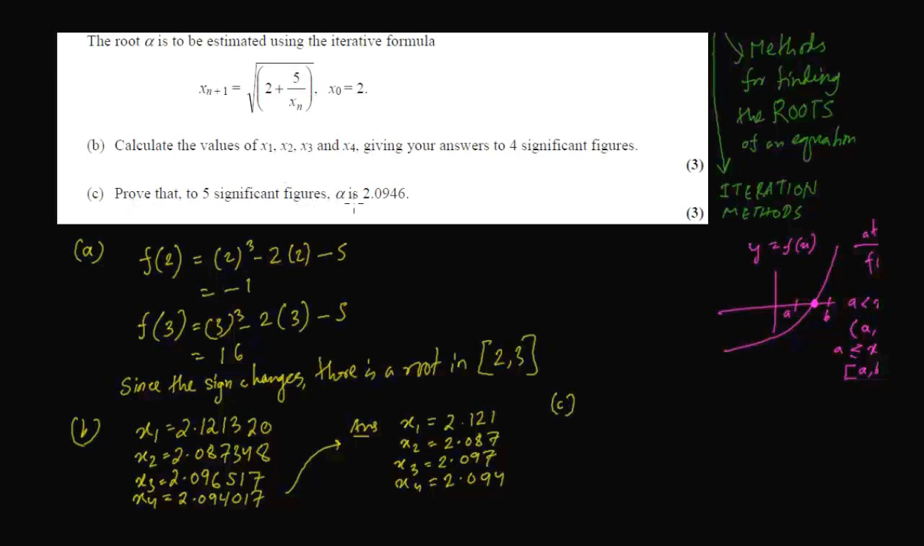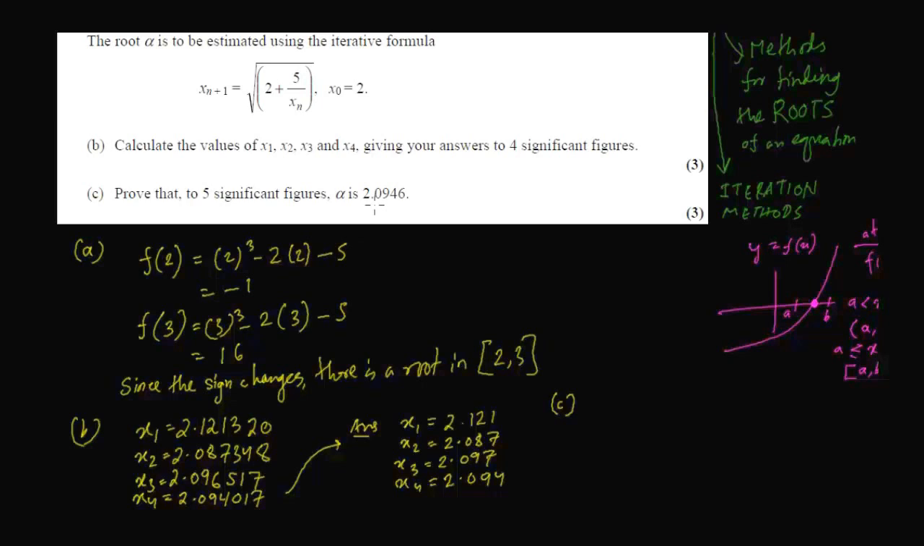We have to prove that the answer, the root 2.0946, is accurate. We have to prove that this is actually the root. If you check 2.094 something, then if we moved more steps, this would actually be our root as well.